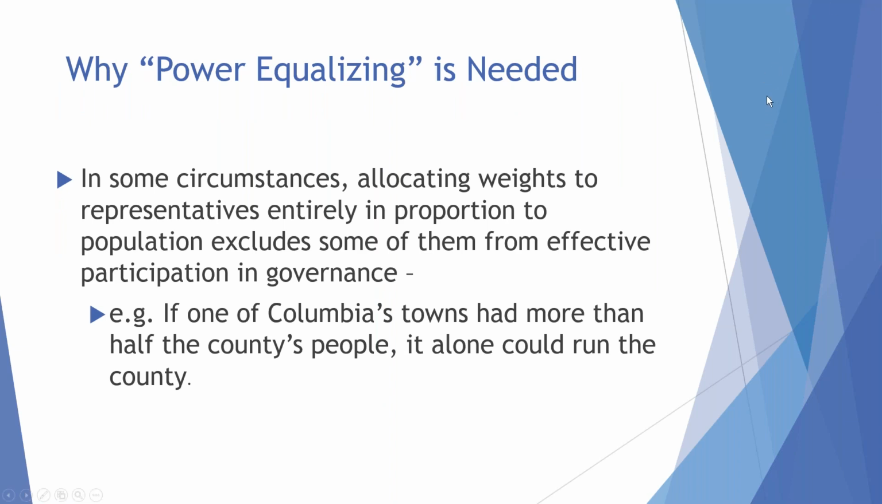Now, if you allocate weights to representatives entirely in proportion to population, you may exclude some towns entirely from effective participation in governance. It's simple to see this, and roughly descriptive of the case in Nassau County before they adopted a legislative system. If one town has more than half the county's people, it could render all the other towns irrelevant. It can have a majority of the votes if the votes were allocated according to population, and do whatever it wanted. Politically, it probably wouldn't do that, but it could. So there's a flaw in the direct proportional distribution of votes by population. Next slide, please.